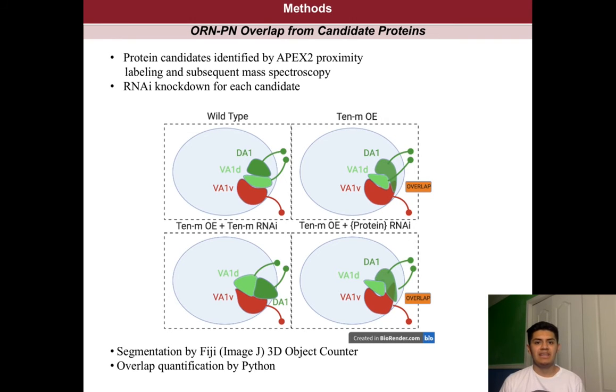As you can see, the Teneurin M overexpression and the Teneurin M overexpression alongside the protein knockdown resulted in overlap between DA1 and VA1V. This is due to the fact that the two began to share similar levels of Teneurin M. We performed the segmentation via Fiji 3D Object Counter plugin, as well as overlap quantification by Python.